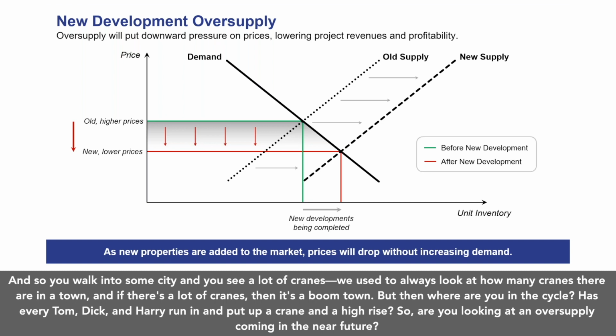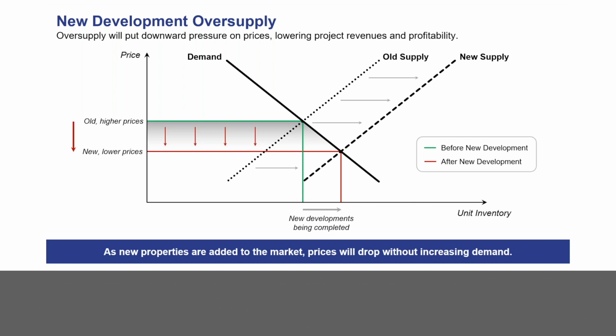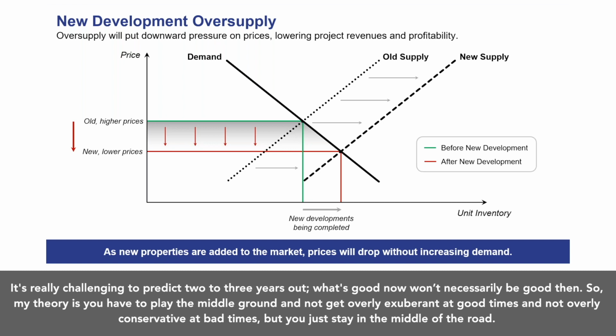But then where are you in the cycle? As every Tom, Dick, and Harry runs in and puts up a crane and a high rise, are you looking at an oversupply coming in the near future? It's really challenging to predict 2 to 3 years out. What's good now couldn't necessarily be good then. So my theory is you have to kind of play the middle ground and not get overly exuberant in good times and not get overly conservative in bad times, but just stay in the middle of the road.